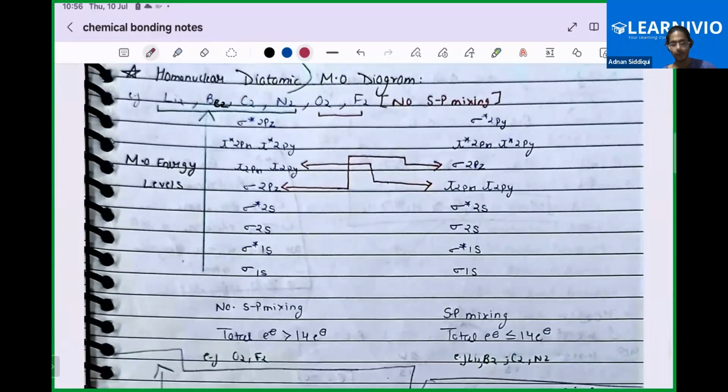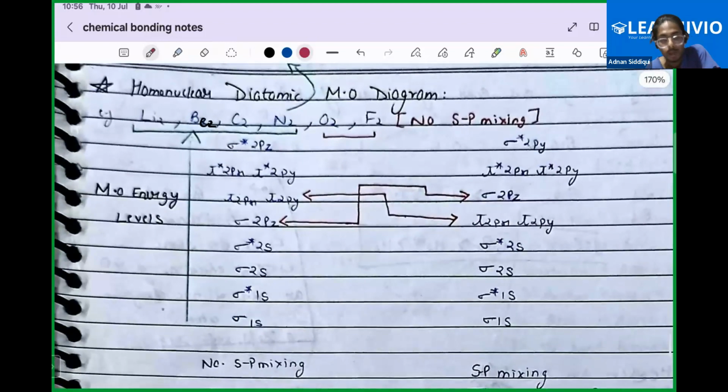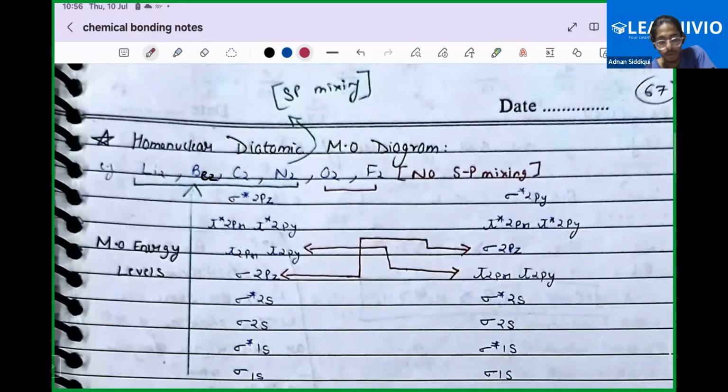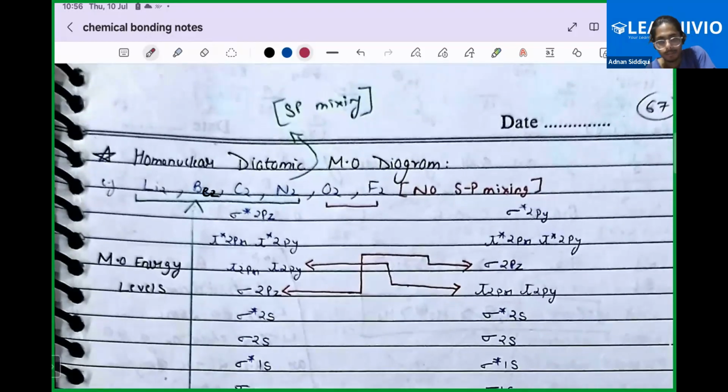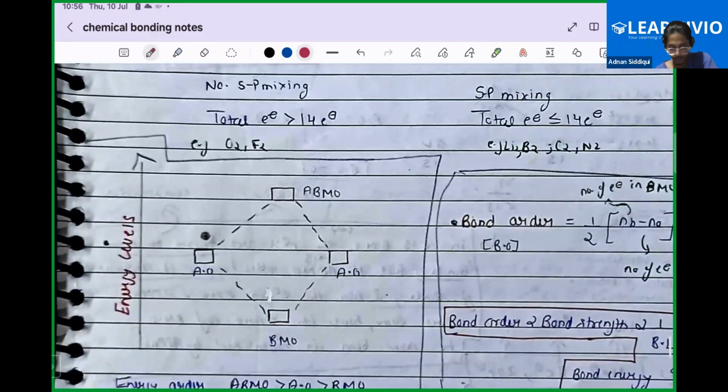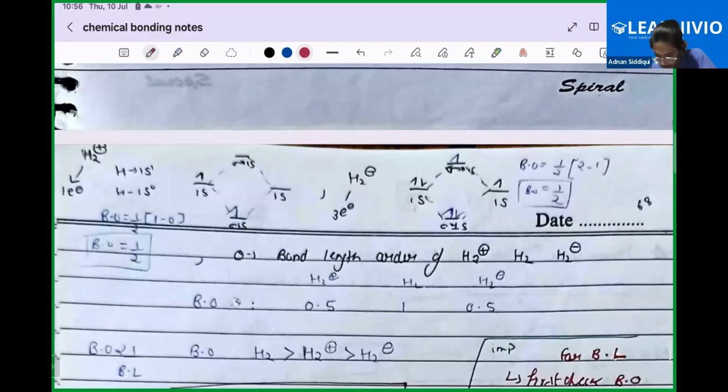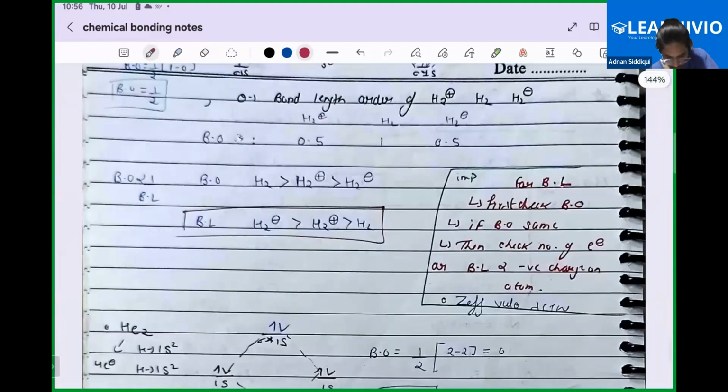Now, as we have gone through the basics, let us see this in terms of molecule systems: homonuclear diatomic molecular orbital diagrams. What do we mean by homonuclear? Homonuclear means same atoms. Homo means same. Give me a second. Let me see how many pages are left.